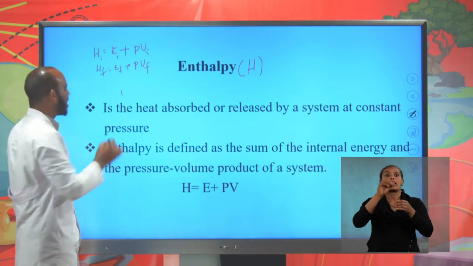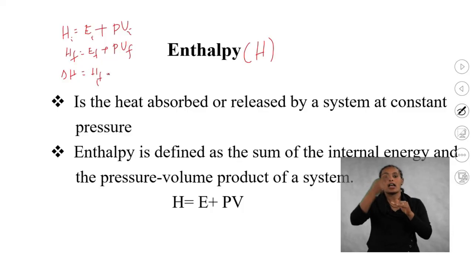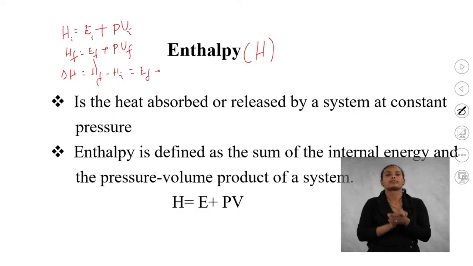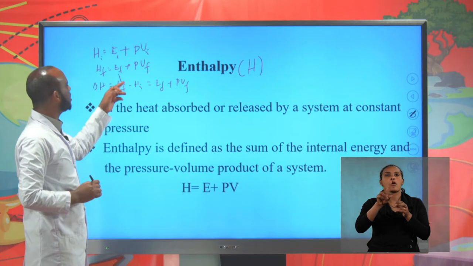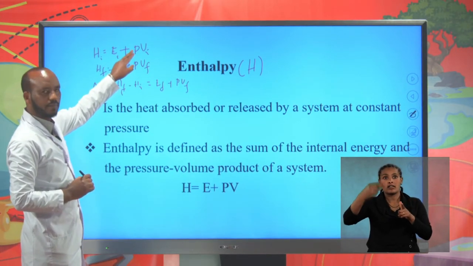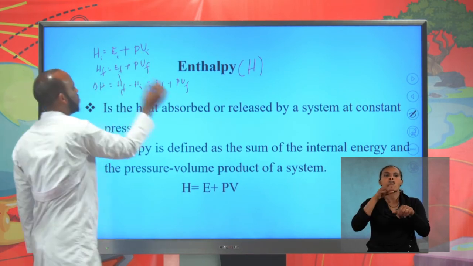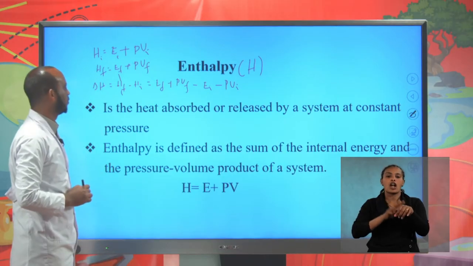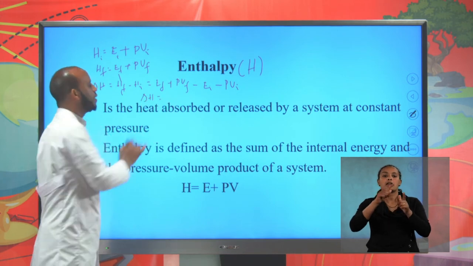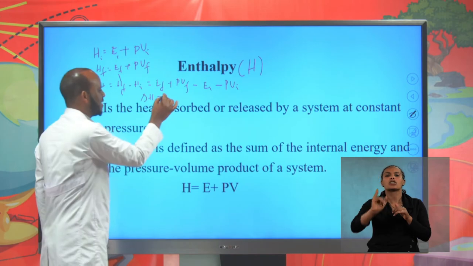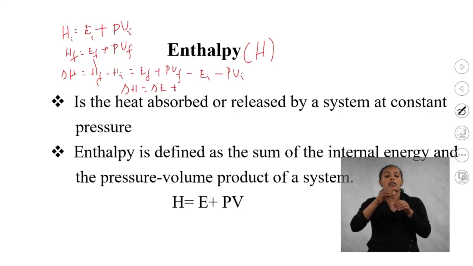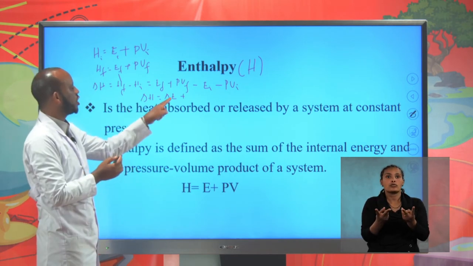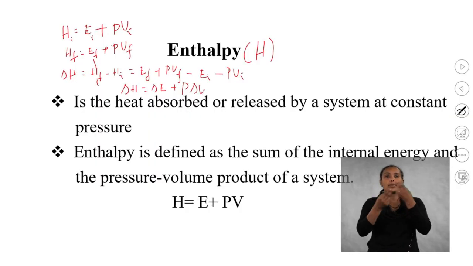Now the change in enthalpy, delta H, equals H final minus H initial. Final enthalpy is E final plus pressure times V final, minus initial enthalpy, which is initial internal energy plus pressure, which is constant, times initial volume. Now this is minus E initial minus pressure times V initial. The change in enthalpy, delta H, equals E final minus E initial, which is change in internal energy delta E, plus we can factor out pressure because pressure is constant, P into V final minus V initial, which is the change in volume. Therefore, the change in enthalpy, delta H, equals change in internal energy plus P times change in volume.